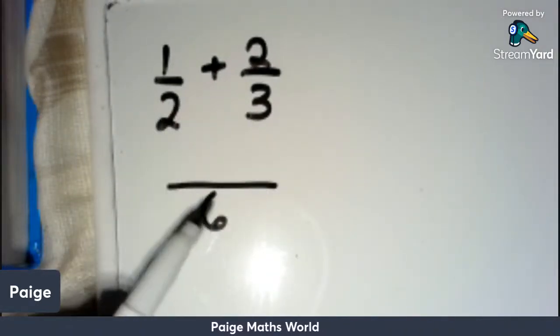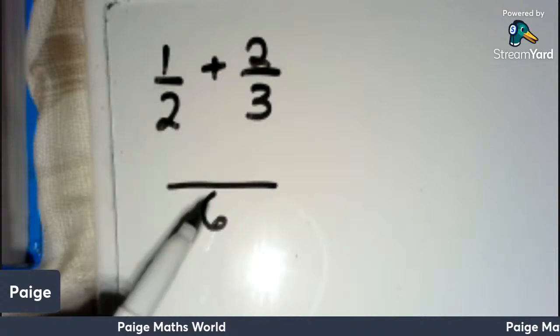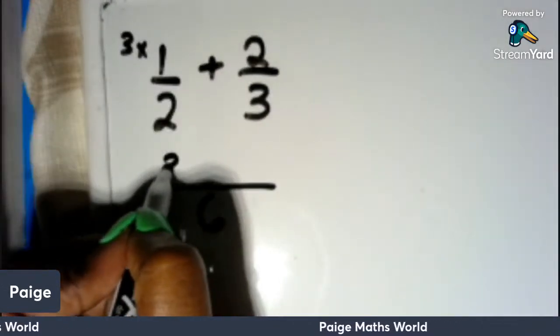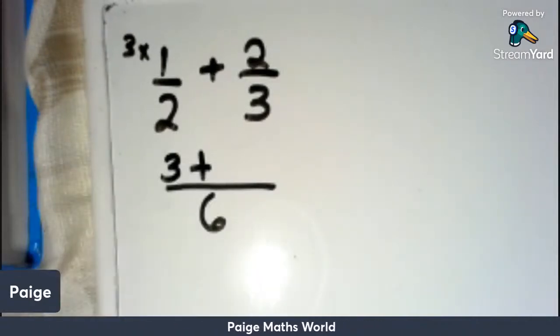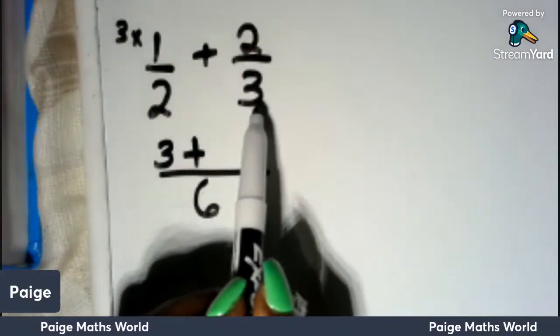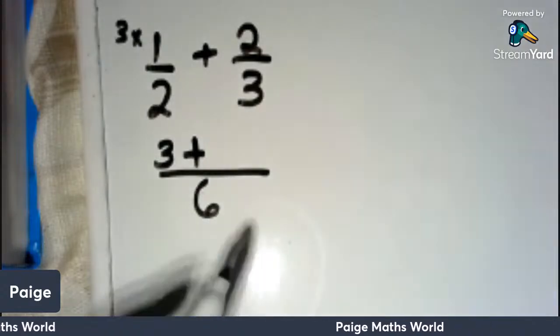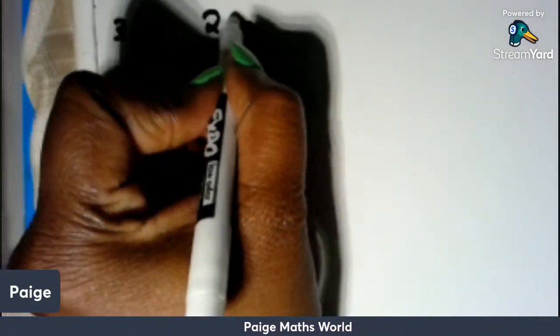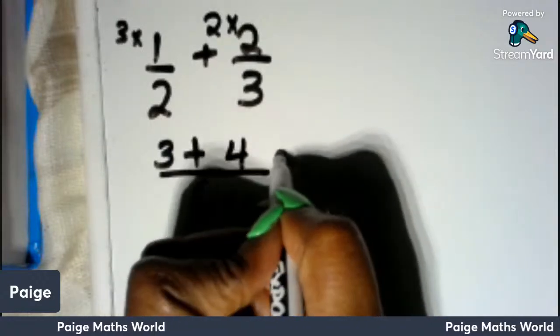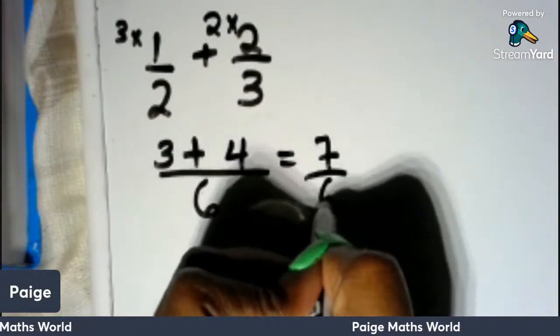Now we're going to go to this part of it. 2 into 6. How many times can we get 2 from 6? That is 3 times. So 3 times 1 is 3. We put back our addition sign, and then we're going to do this part. How many times can we get 3 from 6? That is 2 times. So we say 2 multiplied by 2, that gives us 4. Answer is 7/6.